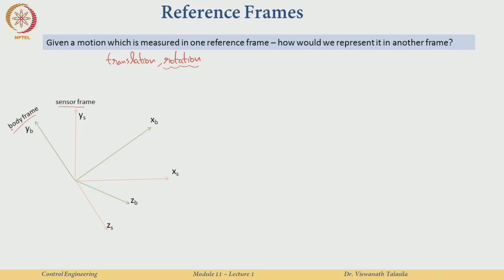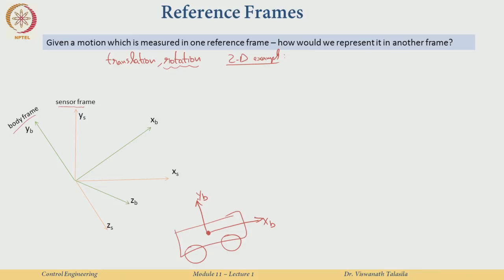Let us take a very simple 2D example. In this 2D example, I will assume I have got a vehicle and the center of gravity of the vehicle is over here with the axes as follows. I will call this the X body axis and the Y body axis.